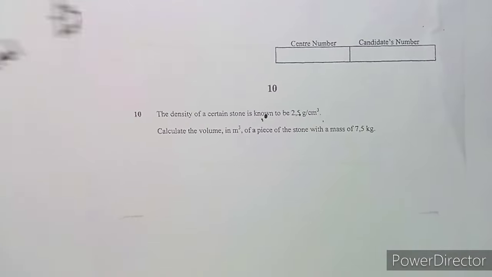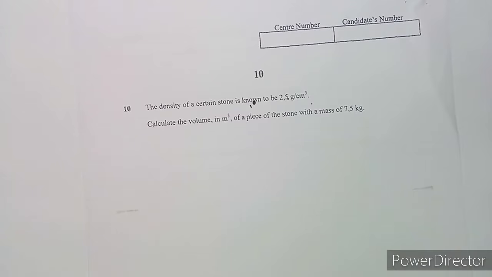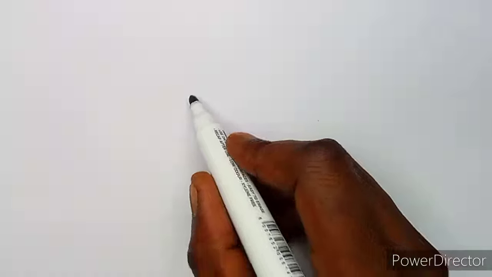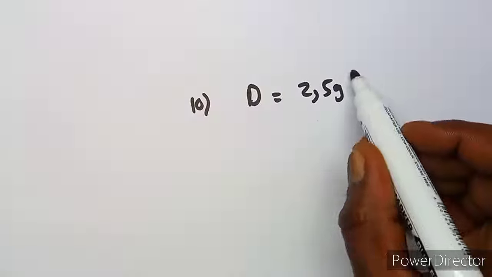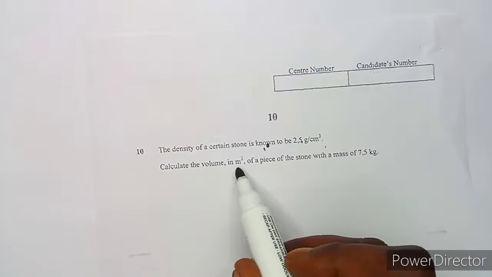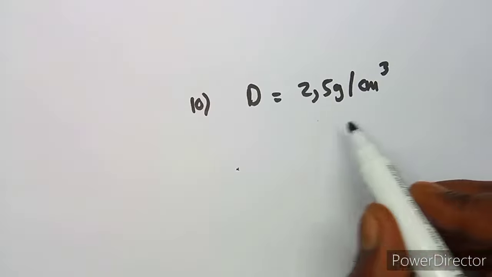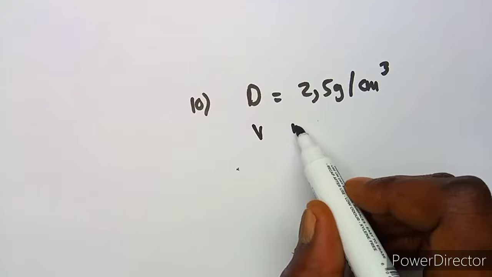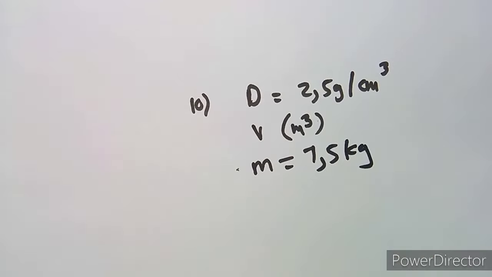Then you're given that the density of a certain stone is known to be 2.5 grams per cubic centimeter, and you're asked to calculate the volume in cubic meters. Take note of the units, guys. We are given a density in this case, so let me just put it this way. The density in this case is 2.5 grams per cubic centimeter, and we want to calculate the volume in cubic meters of a piece of stone which has got a mass of 7.5 kgs, like that.